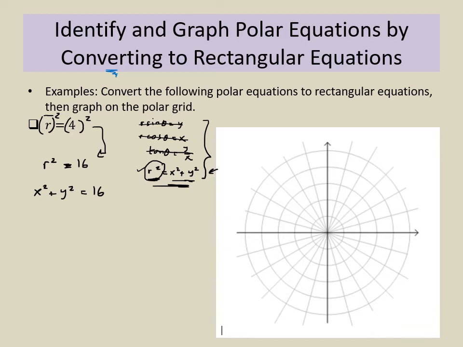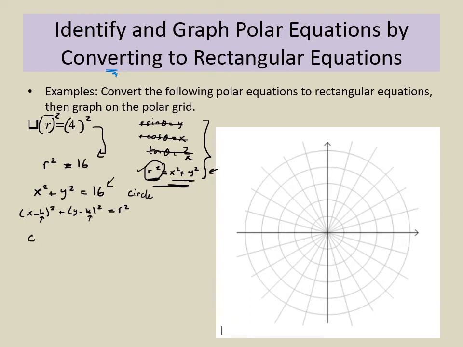Okay, hopefully you've recognized that this is the equation of a circle in rectangular coordinates. What's the general equation of a circle? Well, the general equation was (x minus h) squared plus (y minus k) squared is equal to r squared. So what kind of circle is this? Well, in this circle, h and k are zeros, x minus 0, y minus 0.